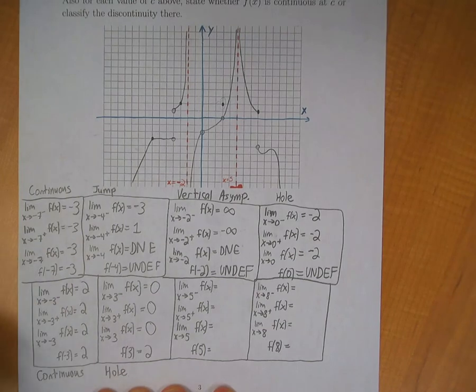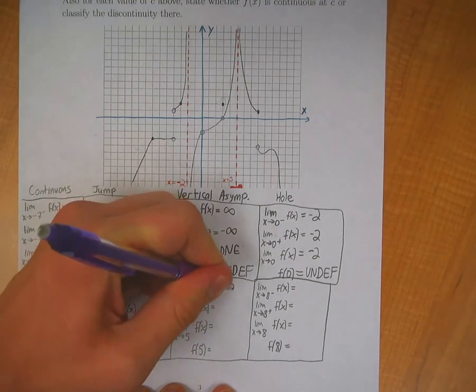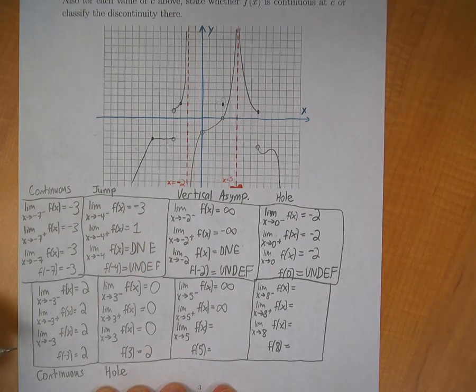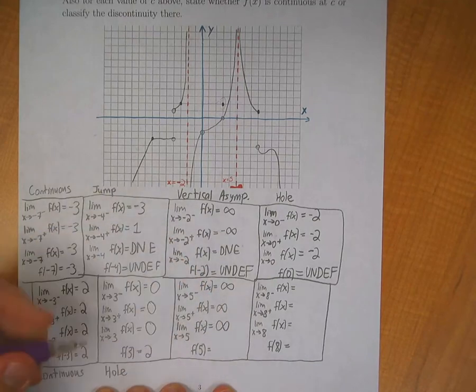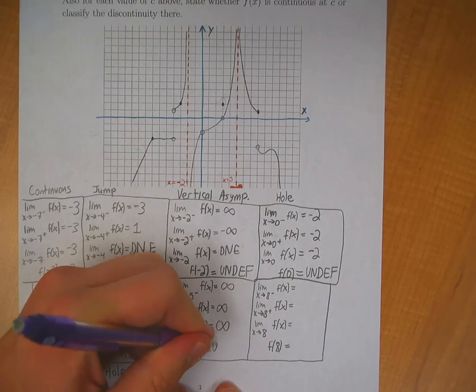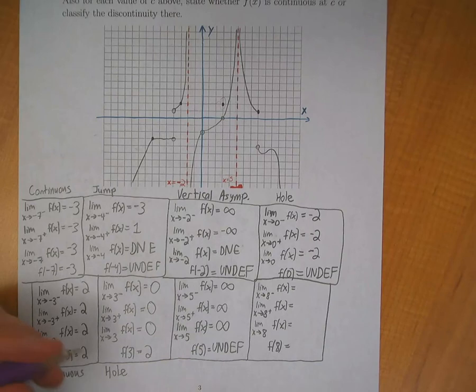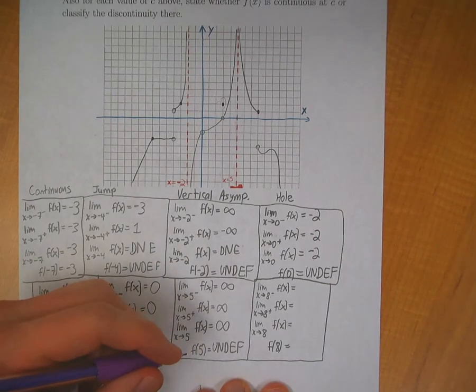Okay. Now let's take a look at +5. Let's look at someone from the third row. The left side limit will be what? Positive infinity. Right side limit? Two-sided limit? And then someone else from that row, f of 5? Undefined. Good. So as a result, the type of discontinuity we have is? Vertical asymptote. Good.